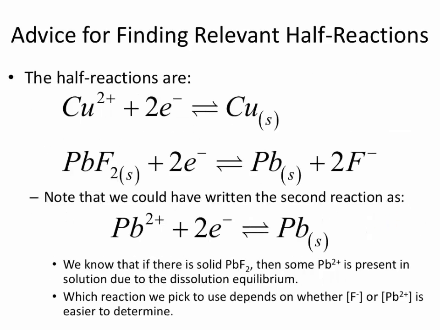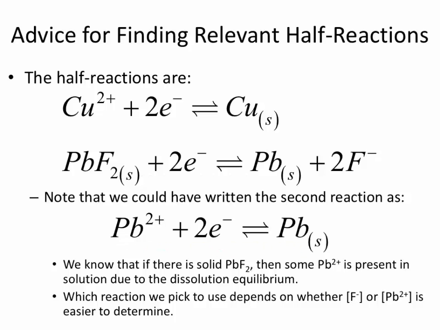Now the half reactions involved then are our copper 2 plus, gaining a couple of electrons to form our copper solid, our copper 0. And we then have our lead fluoride, gaining 2 electrons, where the lead charge is then going from a +2 over here to a 0 over here. And our fluoride ions are simply along for the ride. Now note that we could have written the second reaction like this, and we've already shown that we would then get the same end result for our half cell potential. So it doesn't matter whether we write our equation this way or like this.